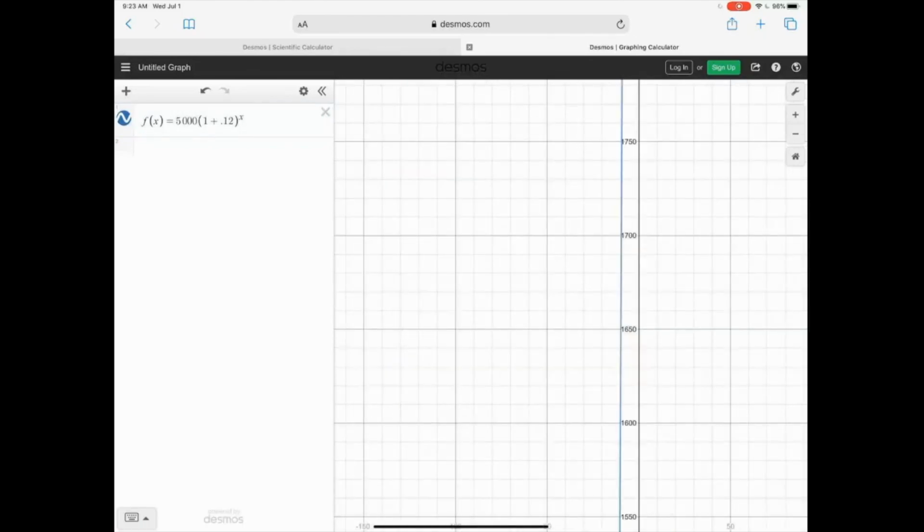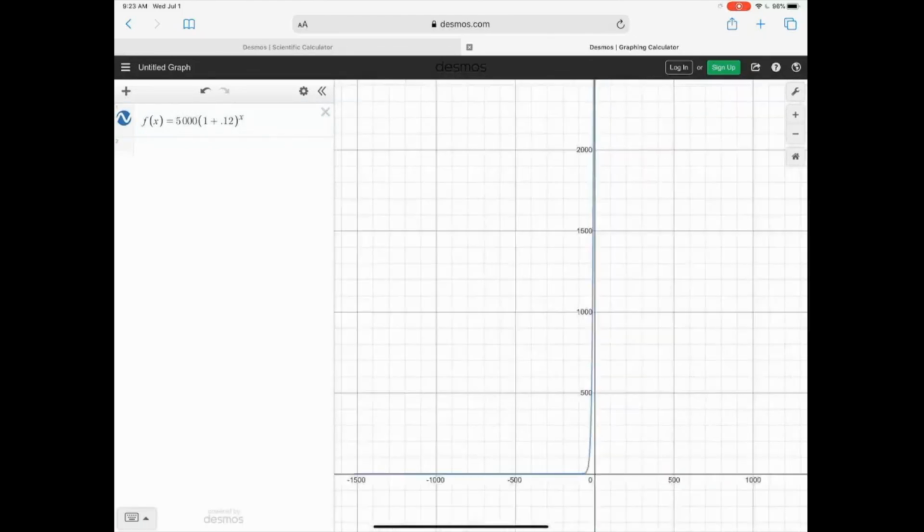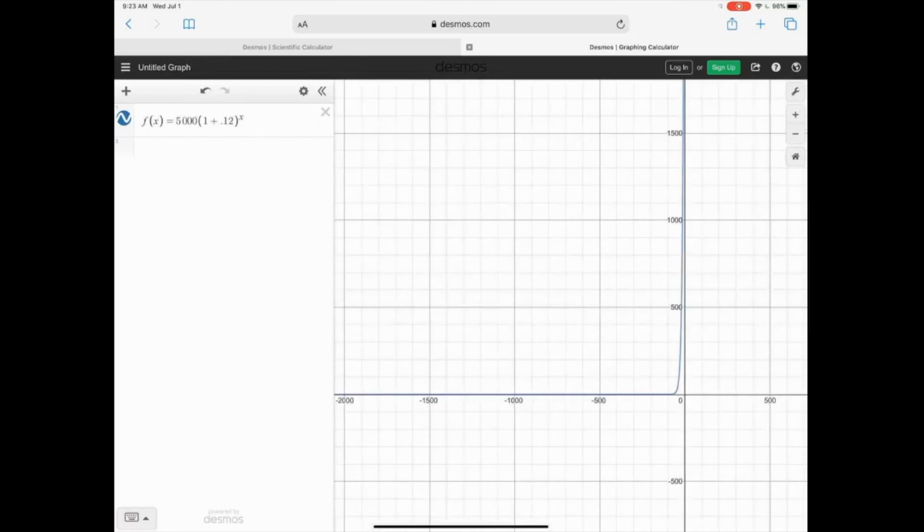Okay, so this is what my function looks like. Just by looking at it, it's in blue, I can tell it's a growth function. It's increasing as I go from left to right. I have a horizontal asymptote at 0, which makes sense with my equation. So there it is, I did part B.